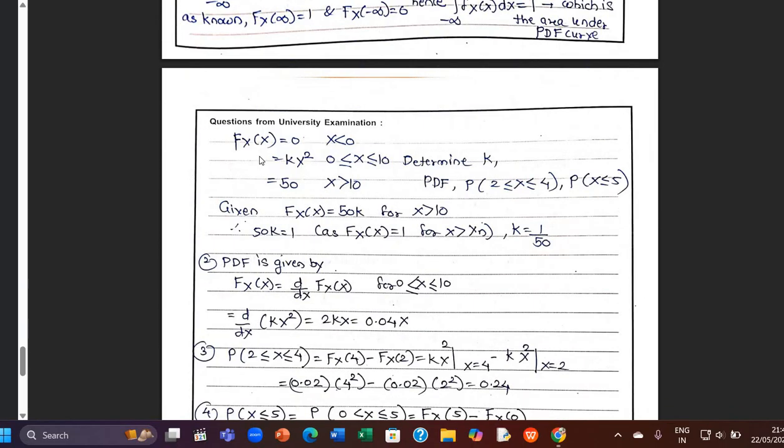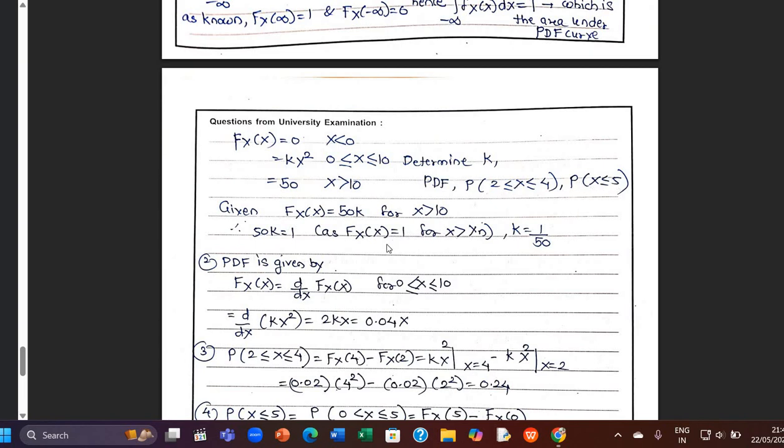During calculations, say for example, one example we are considering: F_X(x) is equal to 0 for x less than 0, is equal to kx square for x greater than 0 and less than 10. Now the question is to determine k, and one more consideration is F_X(x) is equal to 50k for x greater than 10. These are the conditions to be taken into consideration while solving, and we want to determine P for x in the range 2 to 4 and P for the range x less than or equal to 5.